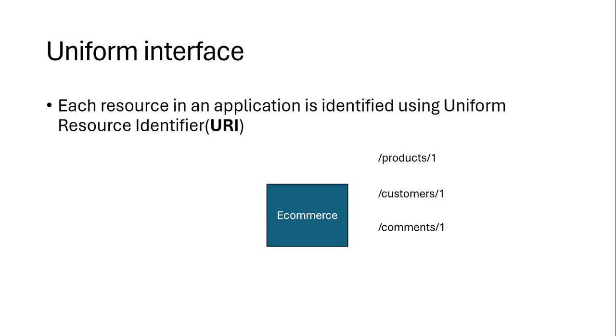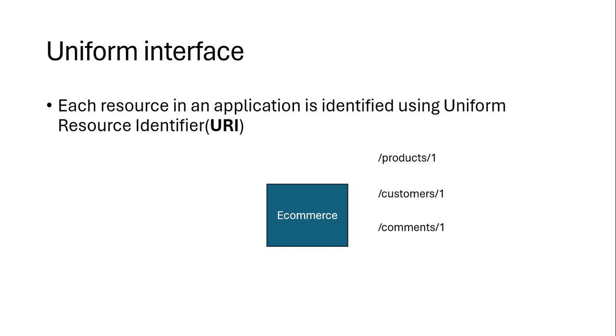After identifying each resource in an application, we can identify them using a uniform resource identifier. Just like in an e-commerce application, we can identify the products using these endpoints. Why do we need this endpoint? Because we want other applications to access it, so we design them in this way. For example, in an e-commerce application, we have products, customers, or comments. Let's say we want to access a product which has ID 1, or a customer which has ID 1, or a comment for that matter.